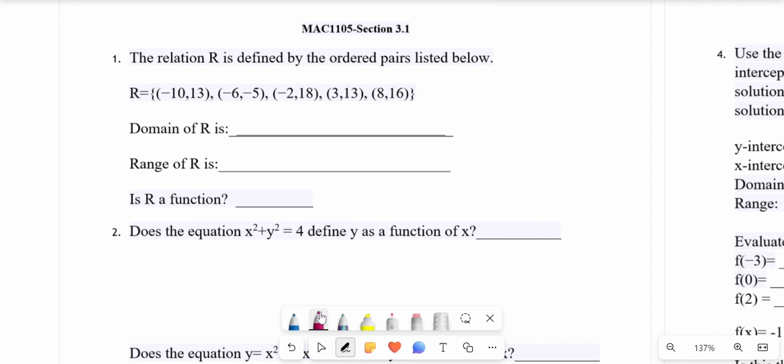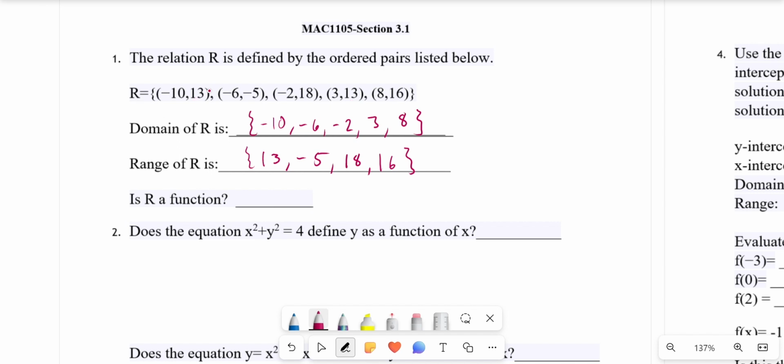Here I've got a relation. It's defined by these ordered pairs. What's the domain? Well, the domain is all the first values: -10, -6, -2, 3, 8, all good. What about the range? The range is all the second values in the coordinate pairs: 13, -5, 18, 13, I don't need to list it again, and 16, right? We're just looking at sets. We don't have to list repeaters when we list our range here.